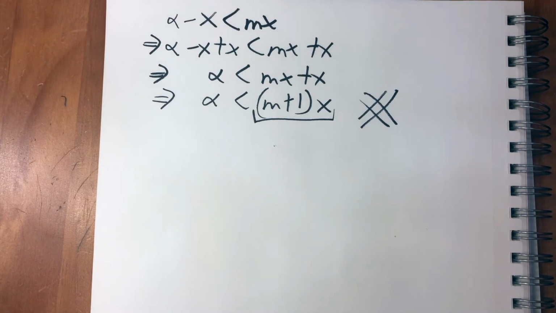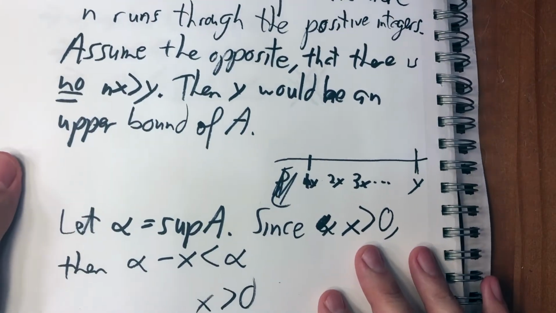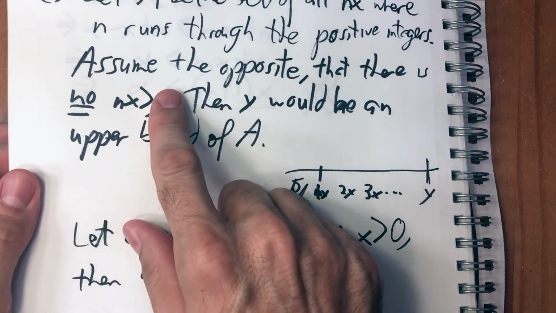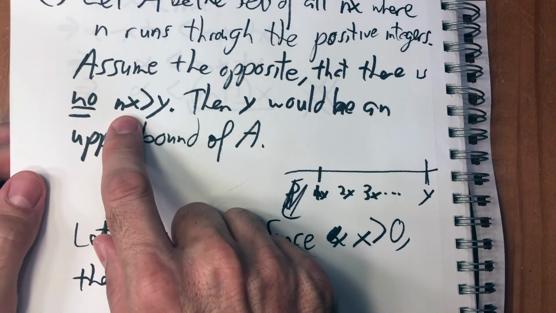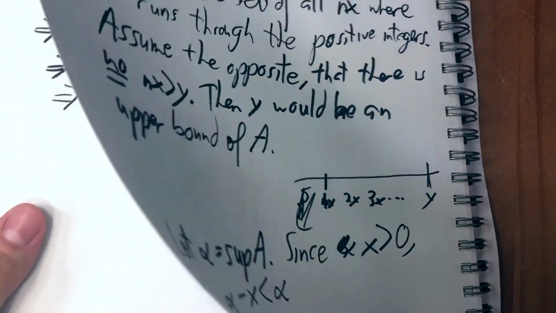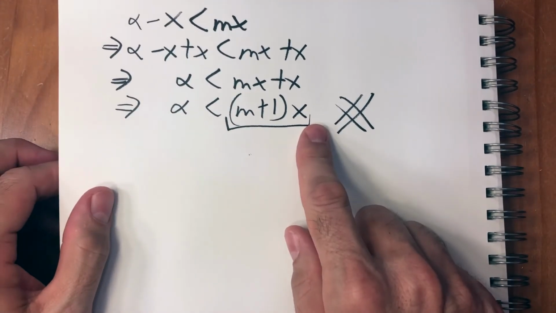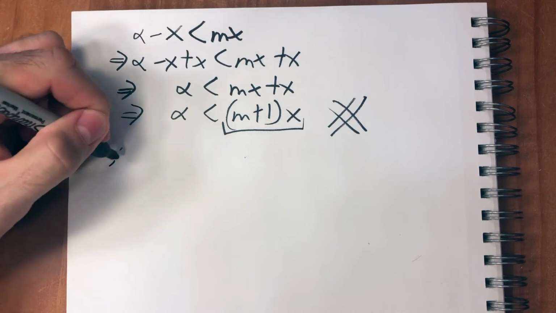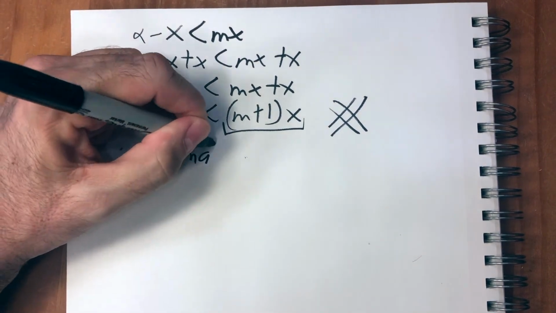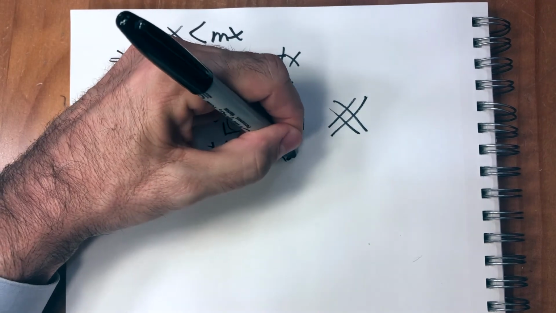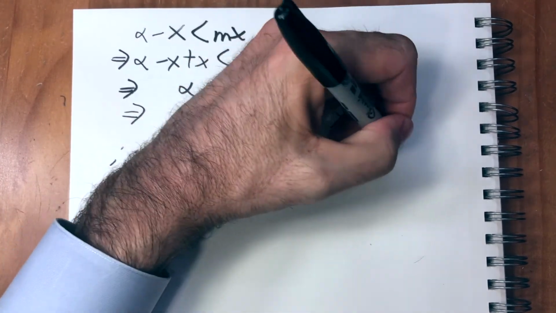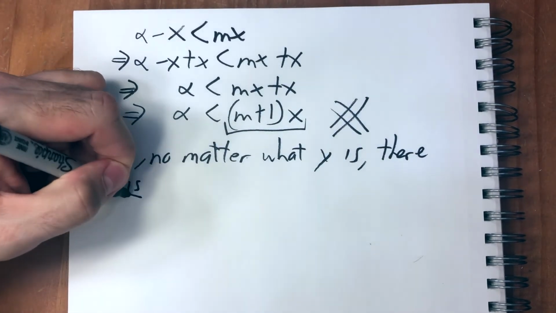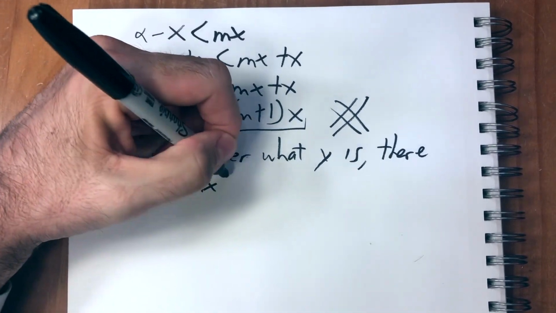It's a contradiction. And what was our assumption? Our assumption was that there is no nx greater than y. We started with that assumption, and we just got a contradiction. That means that our assumption is wrong. Therefore, no matter what y is, there is an nx bigger than y.